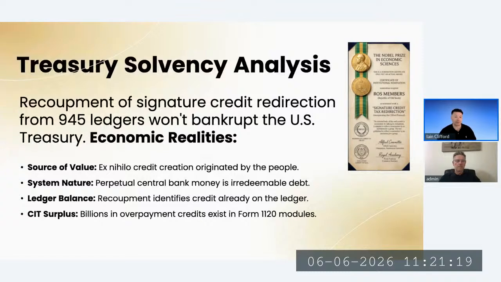Some people have said, will it bankrupt the United States Treasury? The answer is absolutely not. The Treasury doesn't need taxes to run the United States economy. They create ex nihilo credit. They don't need the taxes. The taxes are just there because it's part of the modern slavery model. It won't make any difference to the United States Treasury whether they retain the taxes or whether they redirect them to the grantor trust. Next slide.